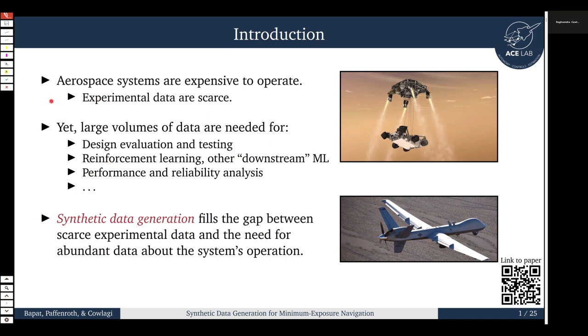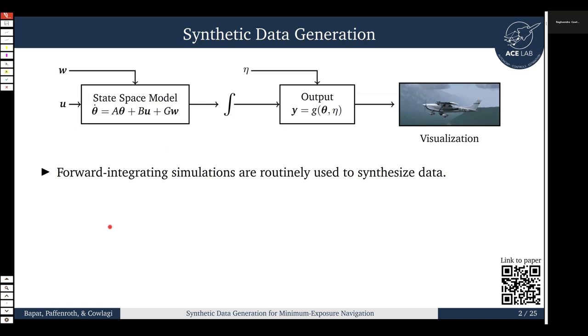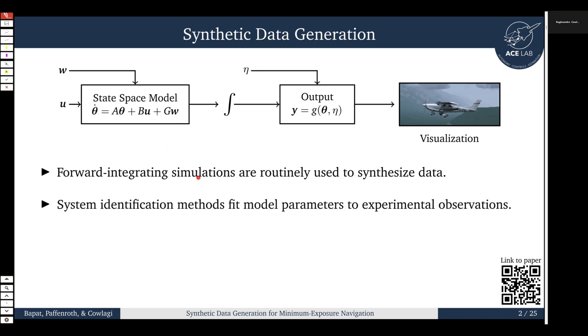So the gap between the availability and the demand for this data is usually filled up by synthetic data generation. This is not a new concept. We have been doing simulations for a very long time. The standard practice is to set up some sort of a differential equation model for the evolution of a state variable, followed by some output model and some visualization. And a forward integrating numerical solver is used to evaluate or execute this simulation model.